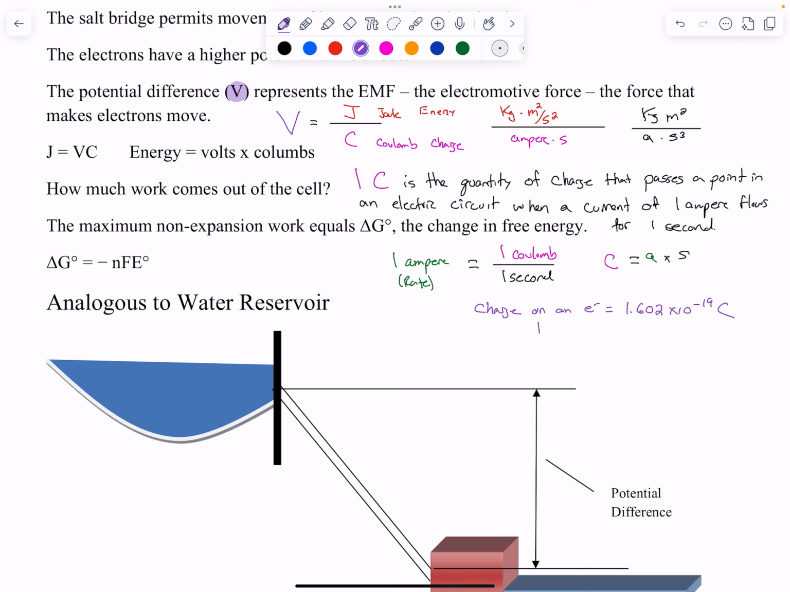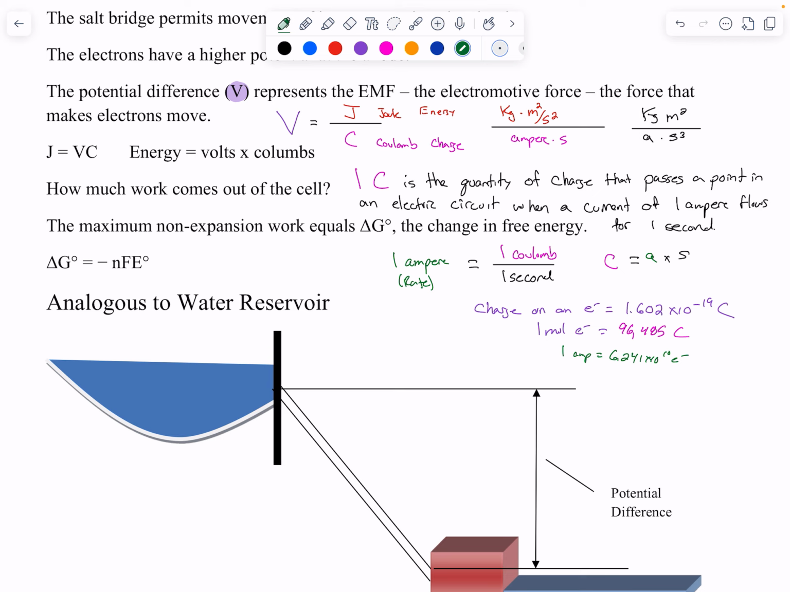All right, 1 mole of electrons equals 96,485 coulombs. So if you have a mole of electrons, that's what you have charge-wise. And then 1 amp is equal to 6.241 times 10 to the 10th electrons. All right?